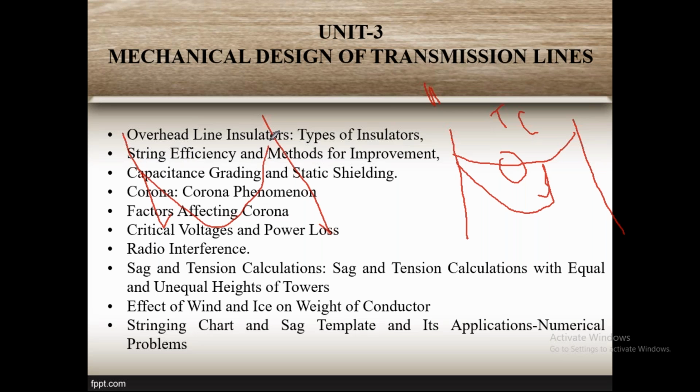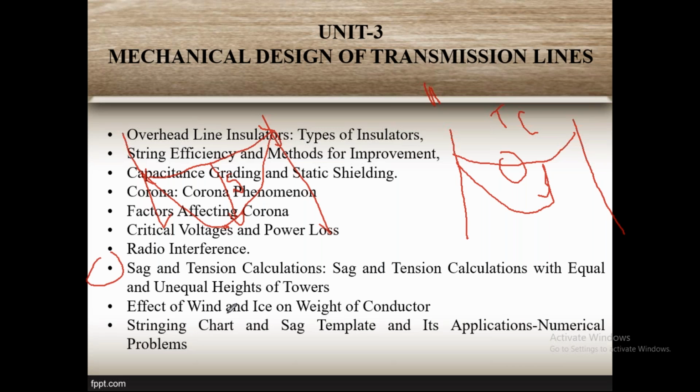When the temperature is high, the structure will be like this. Now how can we find the sag of these lines? This is the distance between the two towers, and the distance from the midpoint of the line to the lowest point is called sag. This type of calculation is needed in transmission lines. The distance from the peak point of the elongated transmission line to the midpoint is called sag. These are the topics we are going to study: sag and tension calculations.